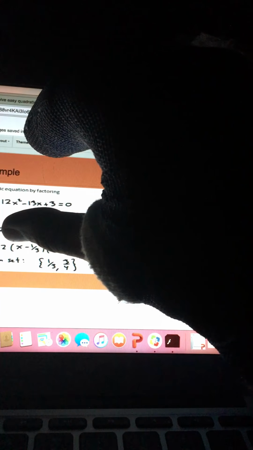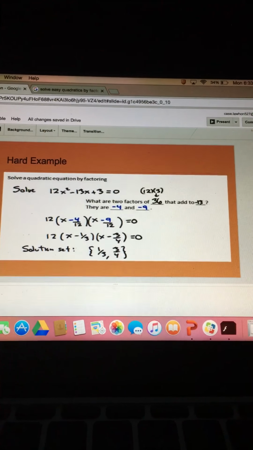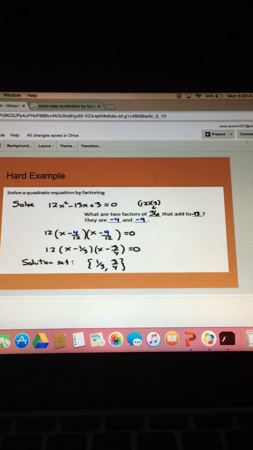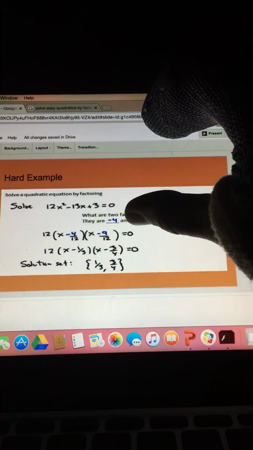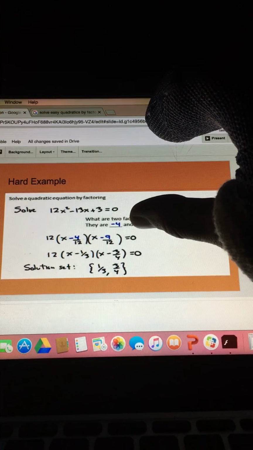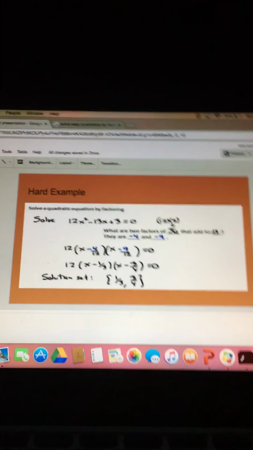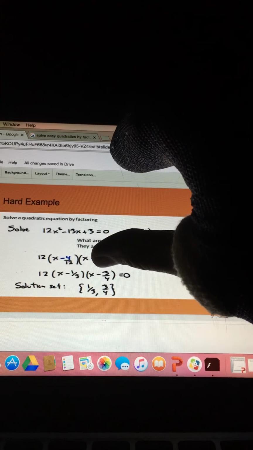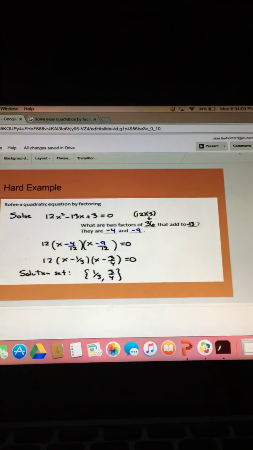You're going to keep your 12 there, and it's going to equal 12 times (x minus 1/3) times (x minus 3/4) equals 0. So you're going to get x minus 1/3 equaling 0, and that will equal positive 1/3, and you're going to get x minus 3/4 equaling 0, and that will give you a positive 3/4. And that is your solution set.